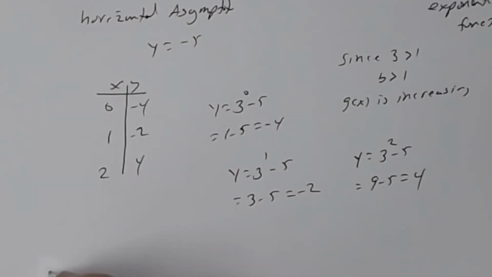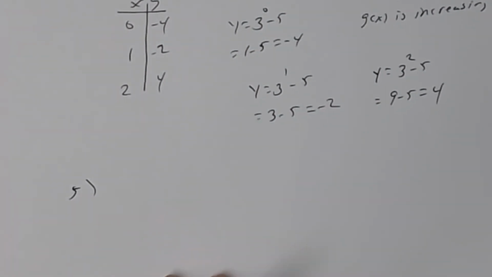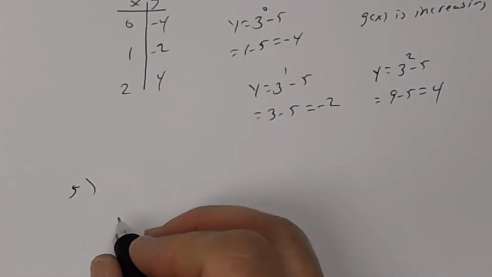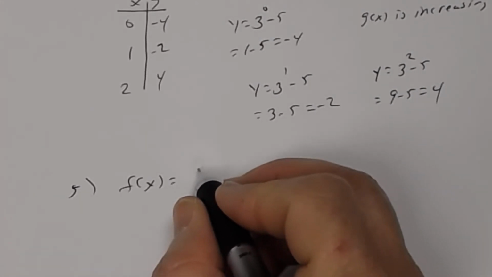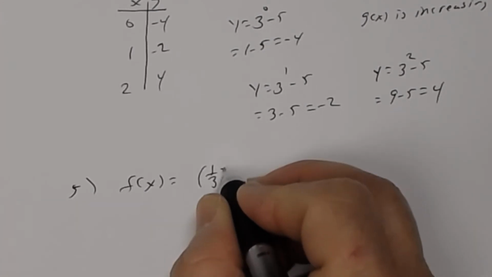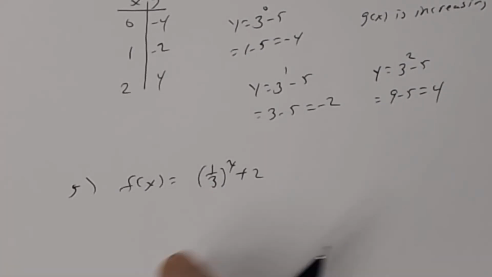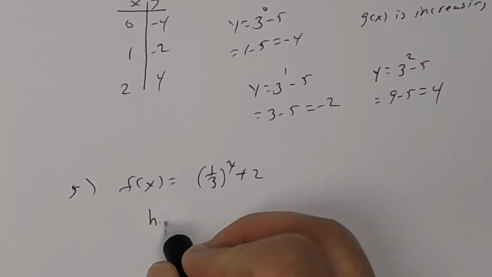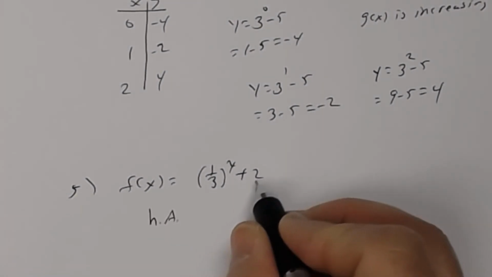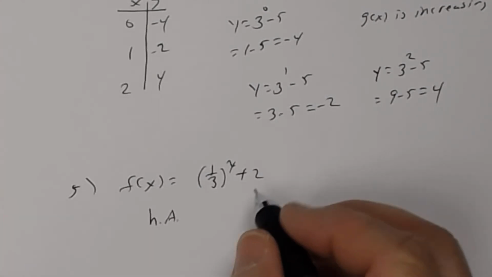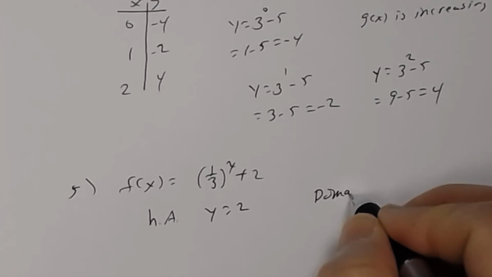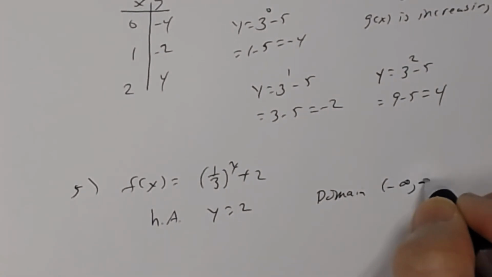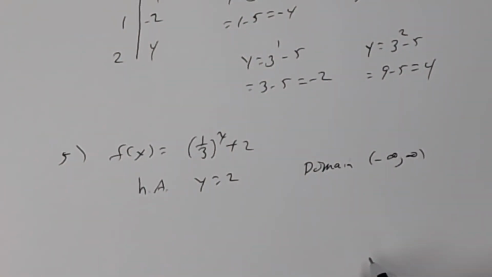And then real quick, I'm not going to graph this one, but I just want to mention a few details. If I have (1/3) to the x plus 2, and you want to graph this, right away, you know what the horizontal asymptote is. What's the horizontal asymptote? I'm going to use HA. Horizontal asymptote is y equals this number. So y equals 2. You know the domain. Domain's all real numbers, for all exponential functions.